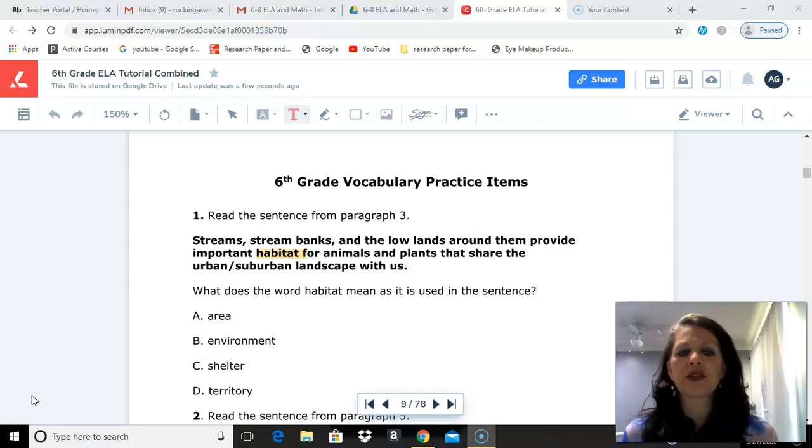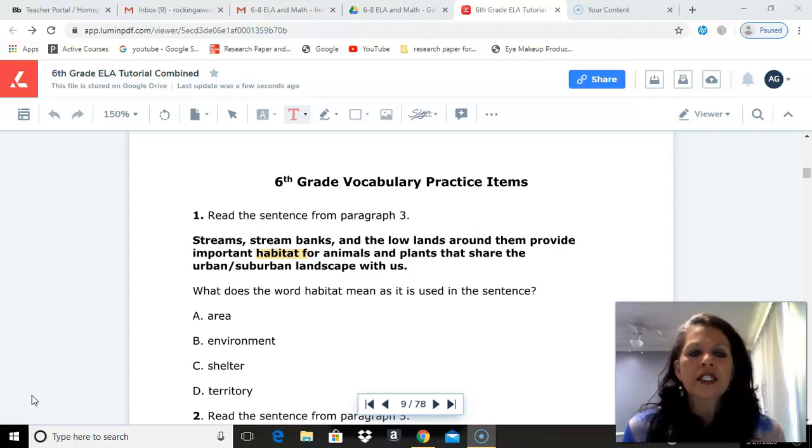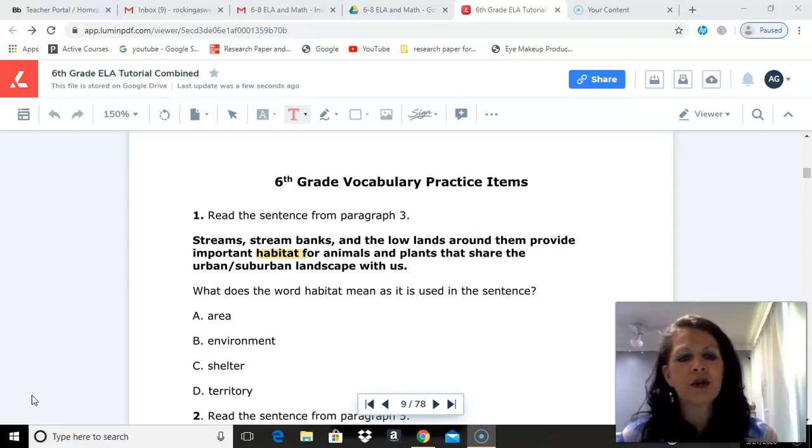And in this sentence, we're thinking about the word habitat, and not necessarily its meaning, but how is its meaning being used within the sentence? What does the word habitat mean as it's used in the sentence? So think about its use, think about its meaning, and then we're going to try to answer it. So I would go back and reread this sentence again. Streams, stream banks, and the lowlands around them provide important habitat for animals and plants that share the urban-suburban landscape with us.